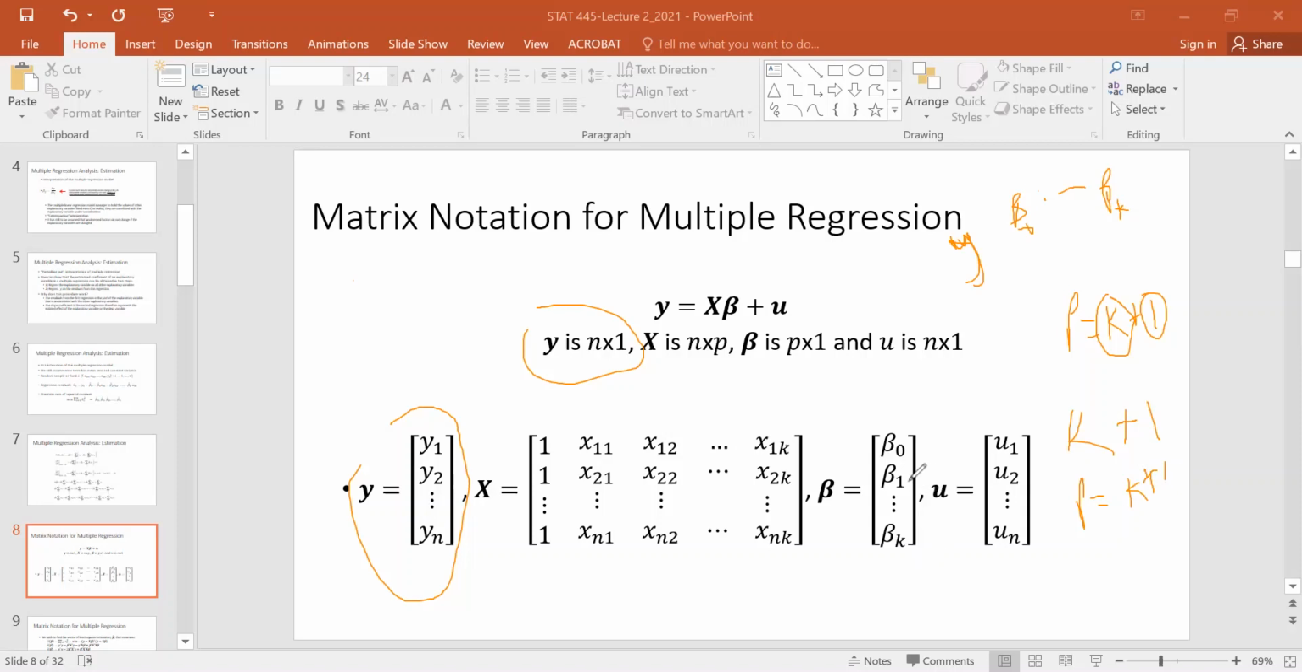Look at this, there's beta 1 all the way up to beta K, and there's a beta 0, so it becomes p. All this is K plus 1. That's why beta is p by 1 and not K. U is also bold, and U is n by 1. And X is an n by p matrix. There are n rows, and there are p columns.